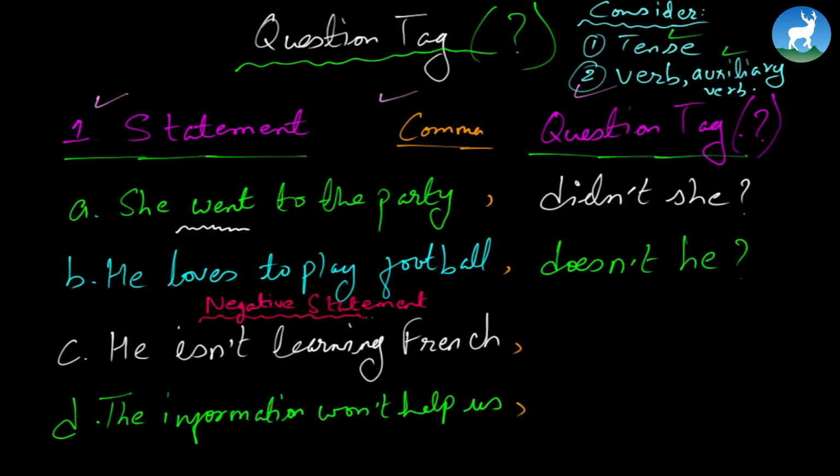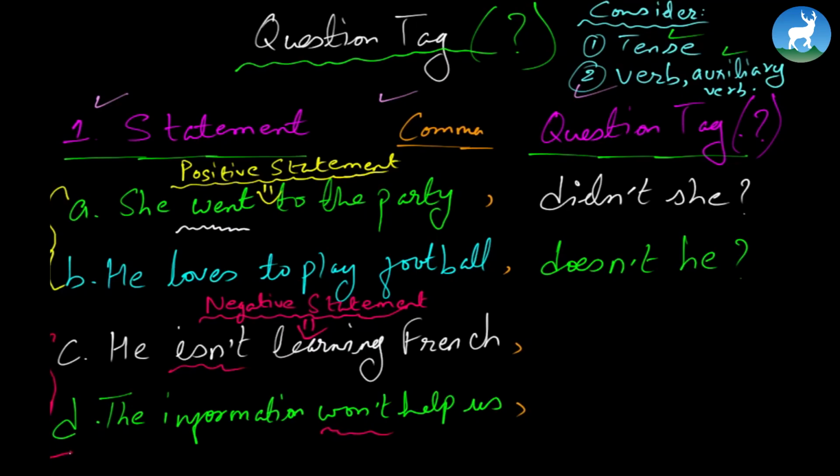Negative statement. Now these two are negative statements, and here on top these two are positive statements. Positive statement. See, went to the party, he loves to play football. These two are positive statements. On the other hand, he isn't learning French. He isn't learning French. The information won't help us. These are negative statements.